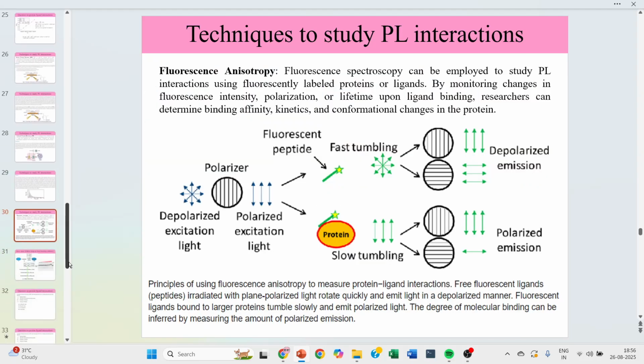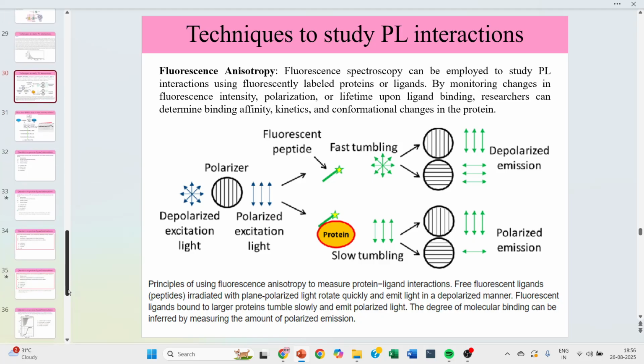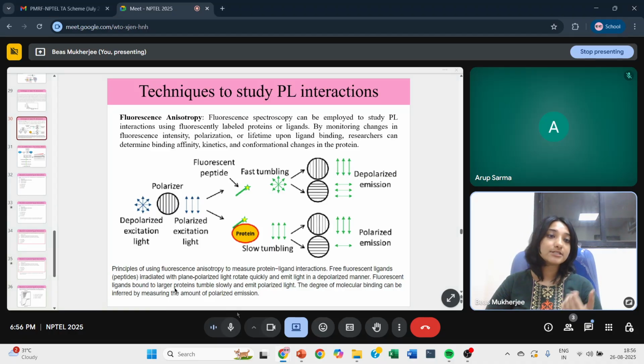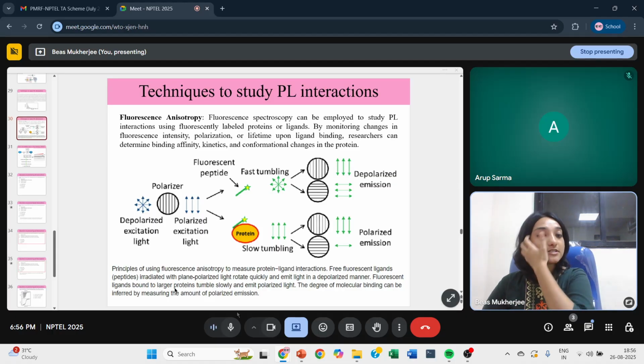Now there is one more technique. This is fluorescence anisotropy. Here the difference is that this is not a label-free technique. This does not use heat, and here the sample can be reused. Since it is not using heat or anything, the sample is not getting damaged.